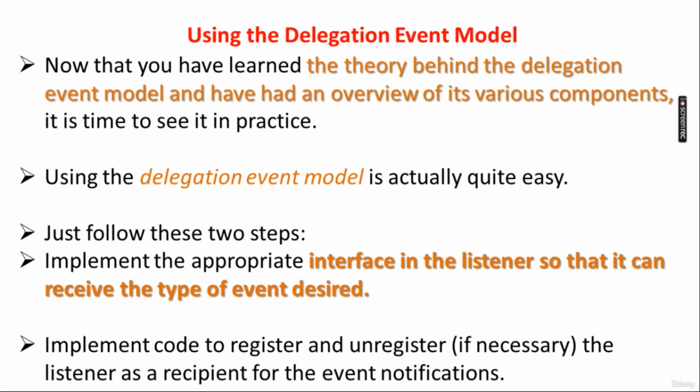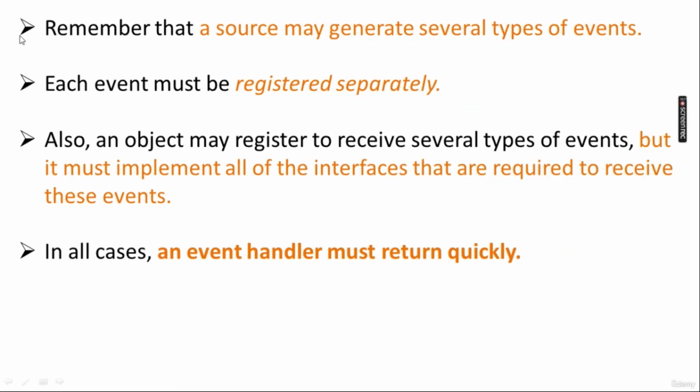When a listener is interested, it can register for the event, and if it is not interested, it can unregister from the event as a recipient of the event notification. A source may generate several types of event. It is up to the listener which type of event it is interested in listening to or handling.